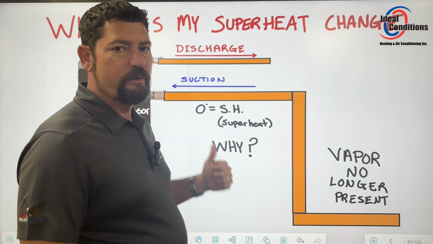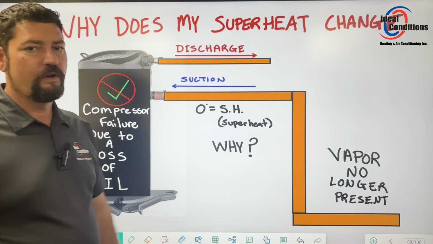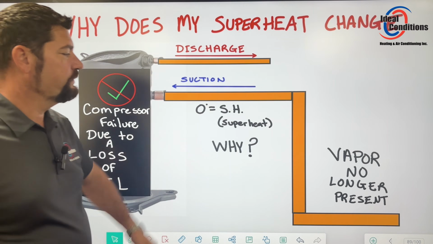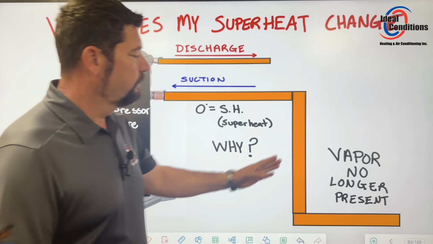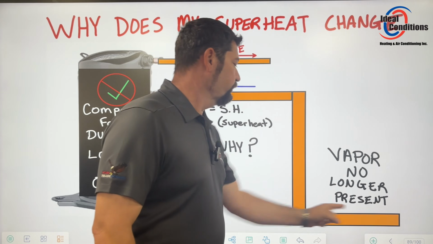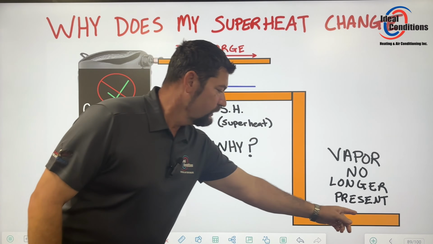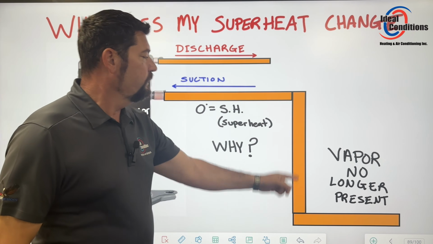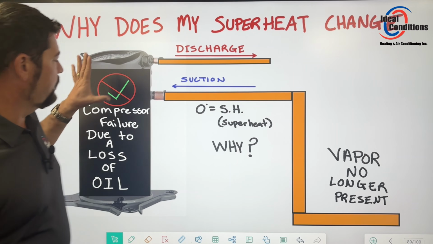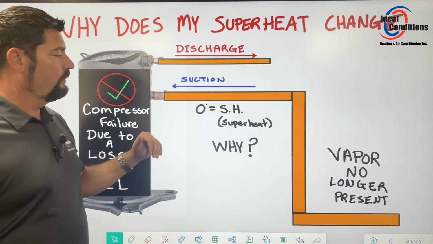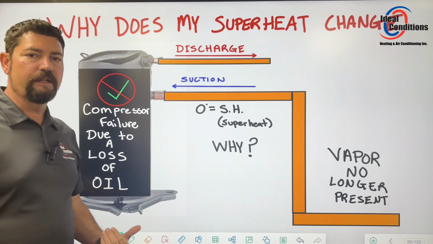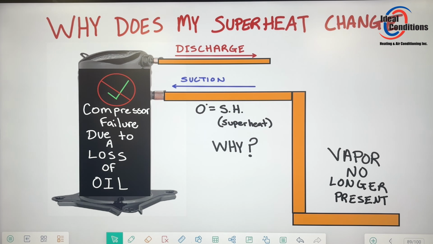Behind me, I have a diagram of a compressor, suction line, discharge line, and we've got a couple questions here. Why is my superheat zero? Why is vapor no longer present? If I have gas coming back to my compressor and we're pumping that refrigerant in that state, why did it go to a liquid state? Why is it no longer gas? Why is it now a liquid state? Why did we lose the oil out of this compressor? Why did our compressor fail?